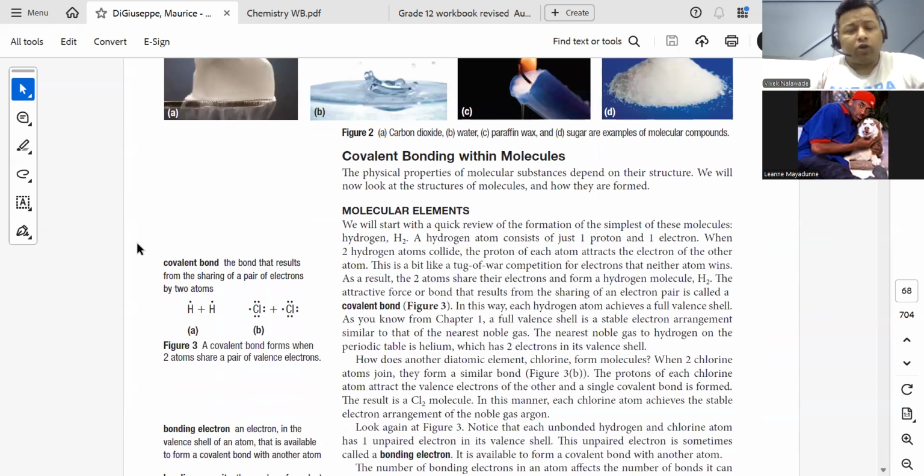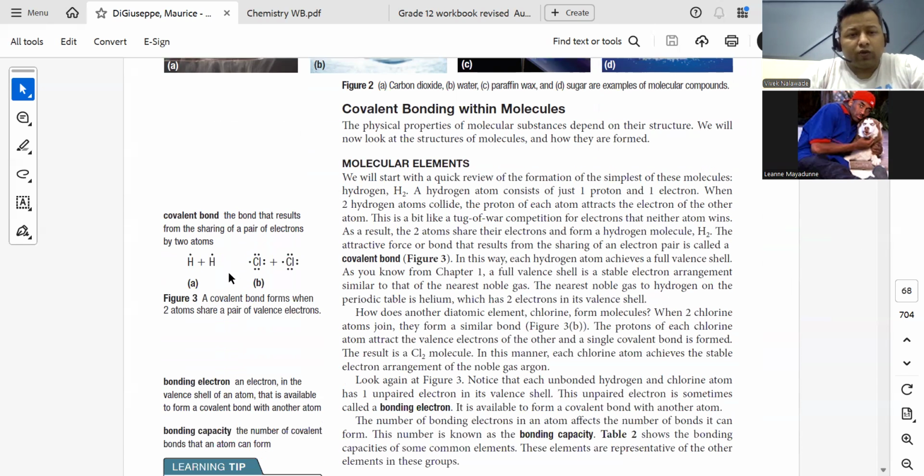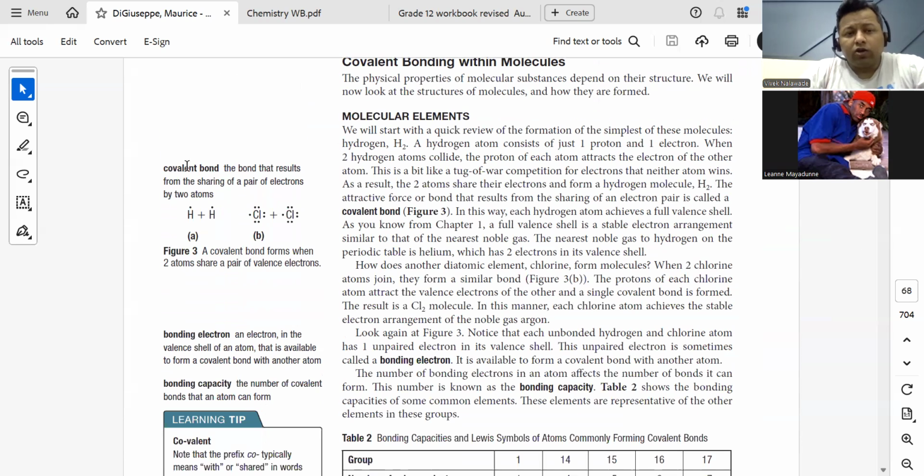So, property of molecule: covalent bonding within the molecules, molecular elements. You can now copy this part. Covalent bond: the bond that results from sharing of a pair of electrons by two atoms. We discussed this. You remember? Then bonding electron: the shared pair of electrons is actually the bonding electron. Can you write down this? Covalent bond, bonding electrons, and bonding capacity.